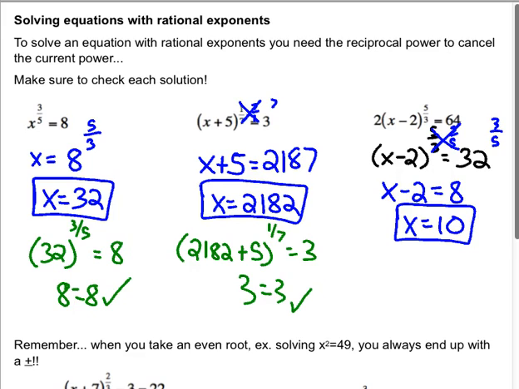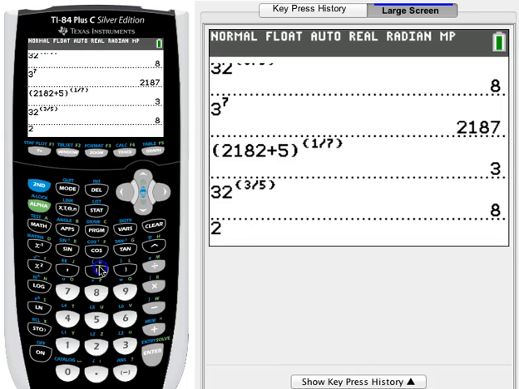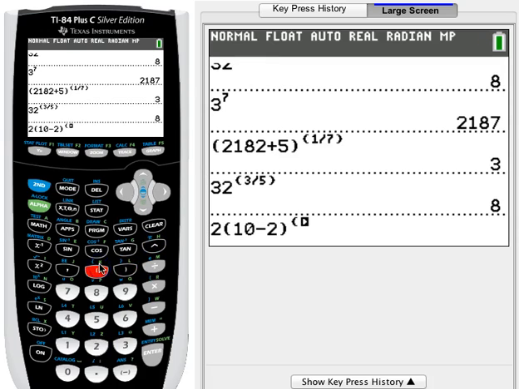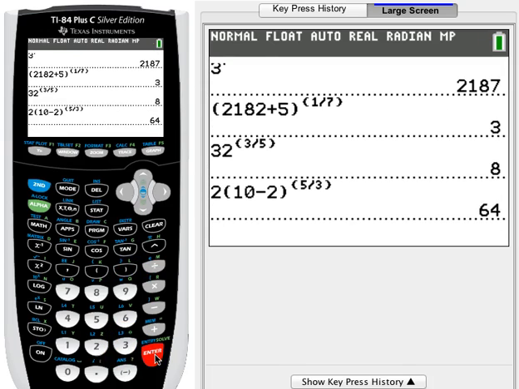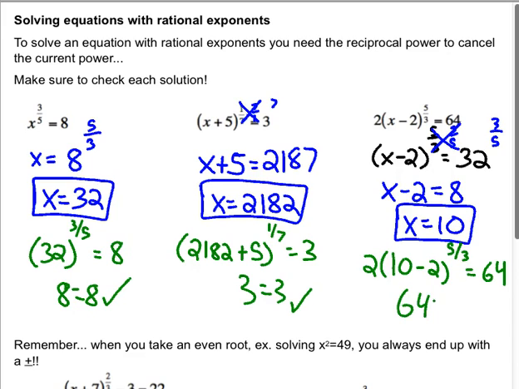And then, of course, I do want to get in the good habit of checking my work. So I'm actually going to go back and plug that in to see if that does, in fact, give me the 64 that I started with. So let's check all of our work. So 10 minus 2 to the 5/3. So I type that in, and it does give me the 64 that I started with. So I am convinced that I have the right answer. Okay, when I checked my work, it checked out.